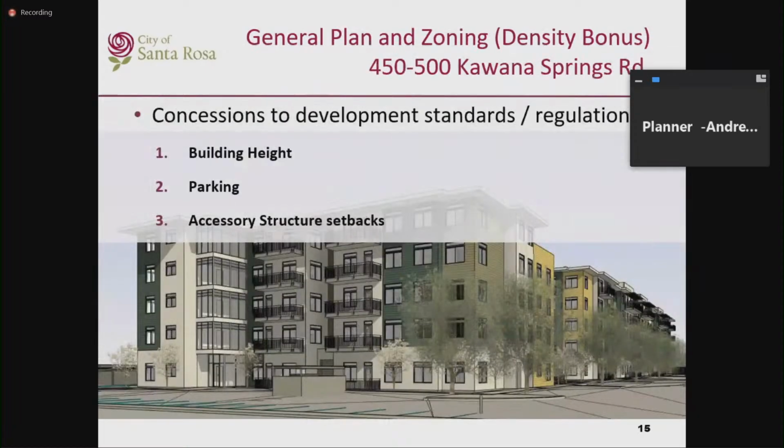As I previously mentioned, the project would be granted 3 concessions or incentives to development standards or regulations. The project has indicated that it desires to apply a concession to the building height, to the parking requirement, and to accessory structure setbacks in the multifamily residential zoning district. Next slide, please.